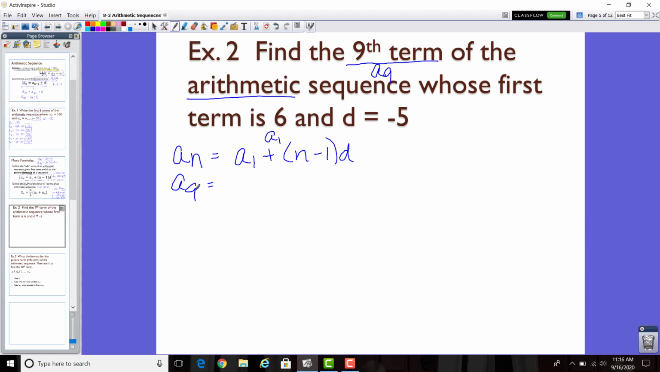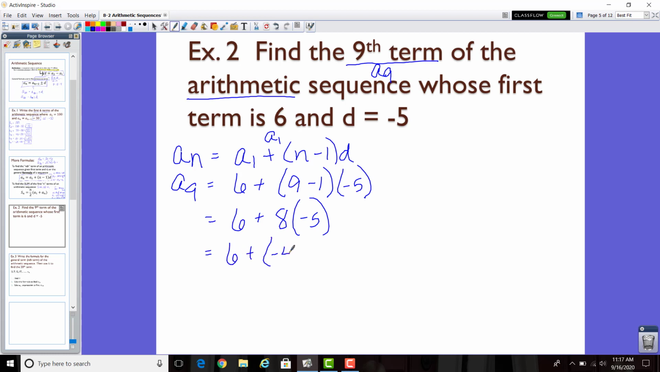to get to that ninth term value. So if a sub 9 is what I'm looking for, my a sub 1 term is given as 6. I'm looking for the ninth term, so n is 9. I'll subtract 1, and my common difference is -5. All I have to do is follow the order of operations over here in my formula. 9 minus 1 is 8. 8 is going to multiply by -5. So I get 6 plus -40 means that the ninth term of this sequence is -34.